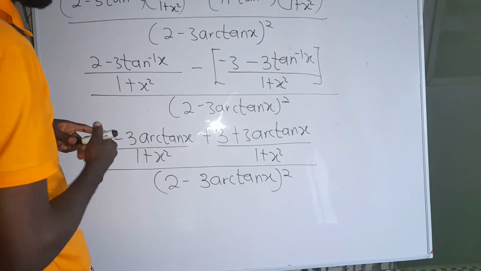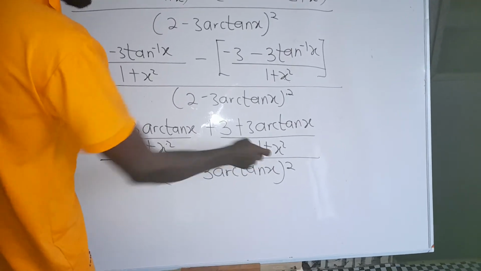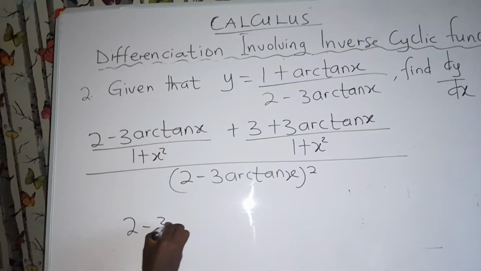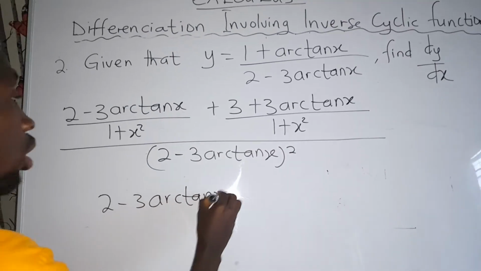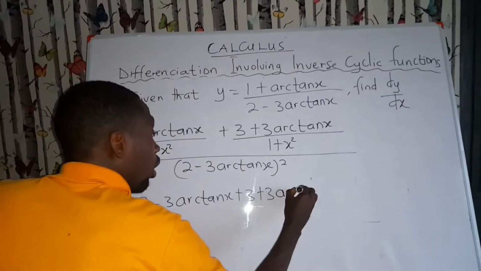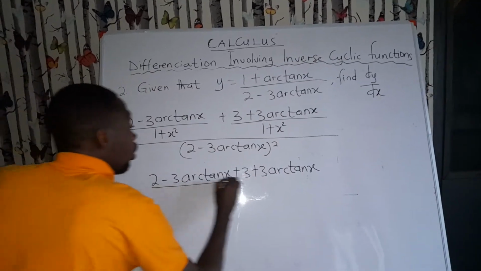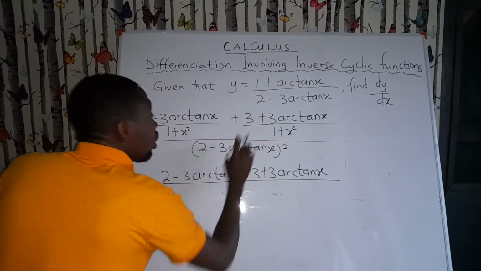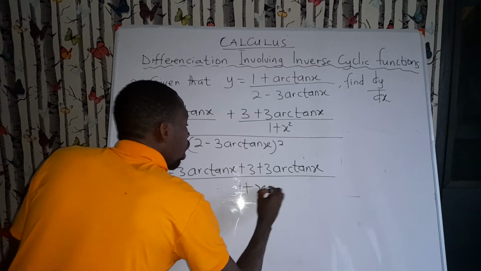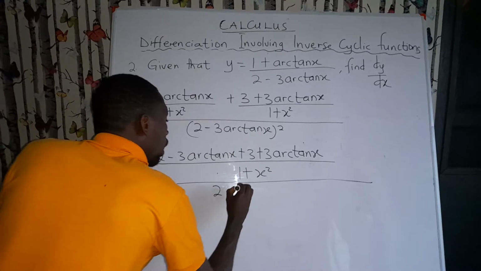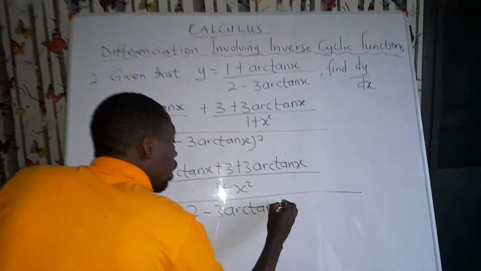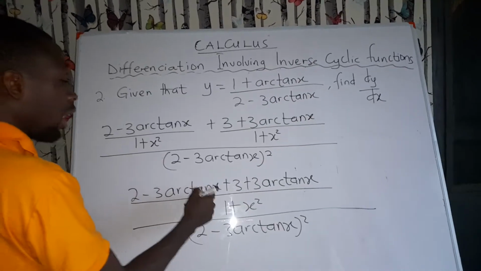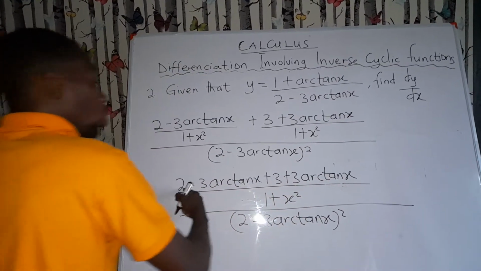We just repeat the numerator and bring one of the denominators. So we have 2 minus 3 arctan x plus 3 plus 3 arctan x, all over our denominator first, 1 plus x squared, then over 2 minus 3 arctan x all squared. Now look at it. 2 plus 3 is 5. Negative 3 arctan x plus 3 arctan x is nothing but 0. So our top will be left with only 5.